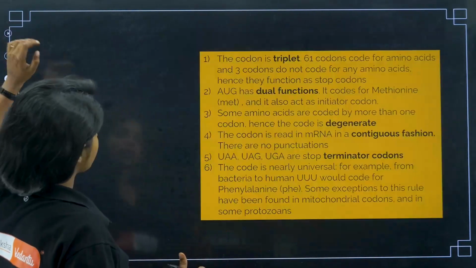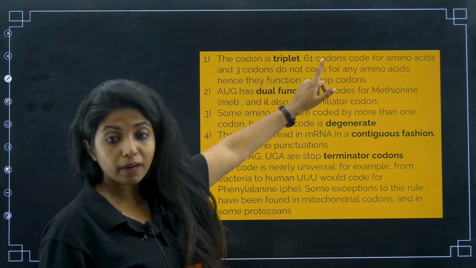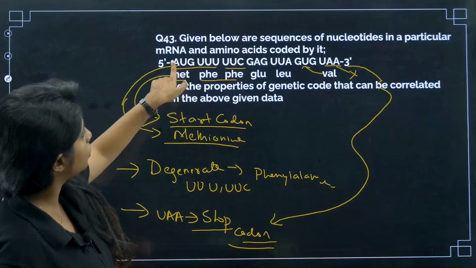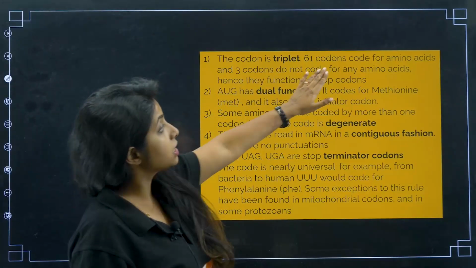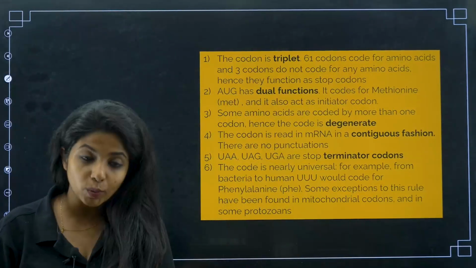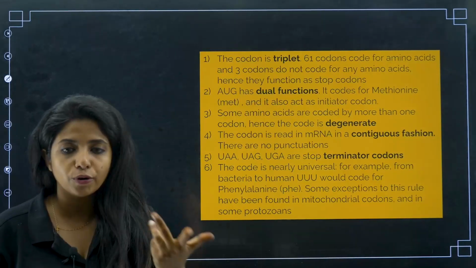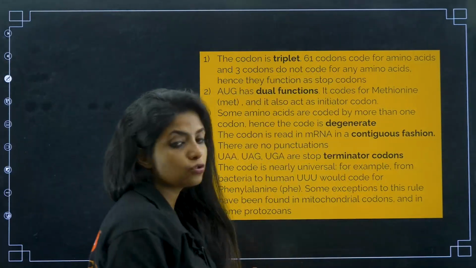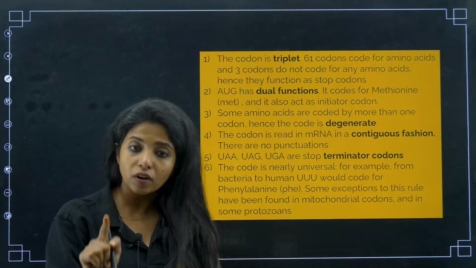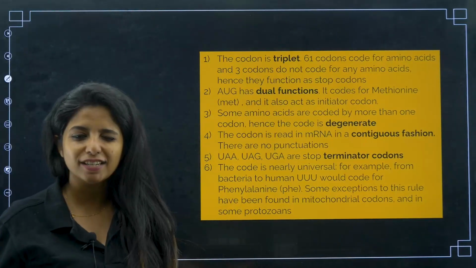Now, how do you frame your answer? You have to put your answer like this. Basically, the codon is triplet. If you saw all of them, my dear children, it's in a 3-3-3-3 format, right? So the codon will be triplet. 61 codons code for amino acids, and there will be 3 codons which do not code for anything. They are stop codons. So in total you have 64 codons. 61 of them code for amino acids, and 3 of them are not going to code for anything.